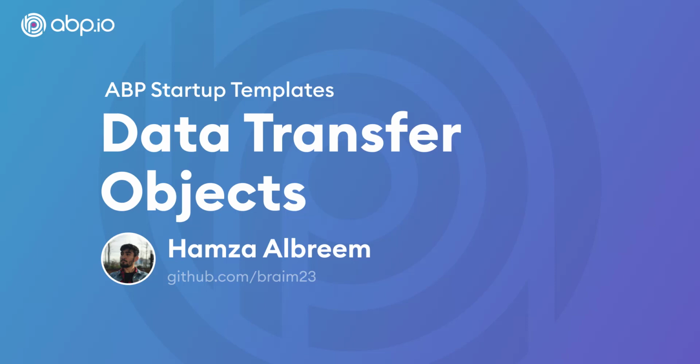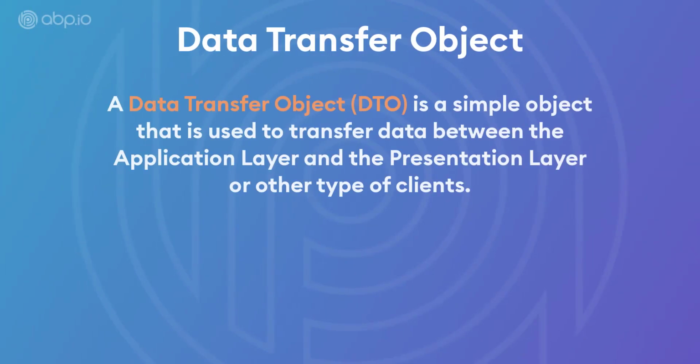Hey there! In this video, we'll talk about DTOs or Data Transfer Objects with the ABP Framework. So, a DTO or a Data Transfer Object is a simple object that is used to transfer data between the application and the presentation layers, or other types of clients.